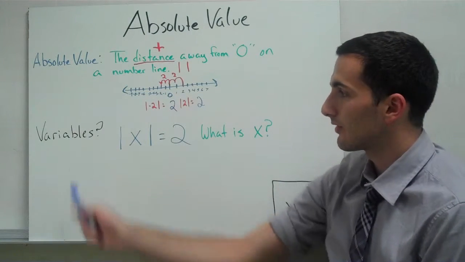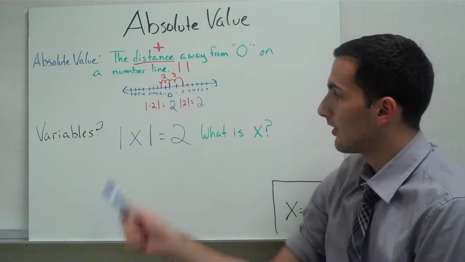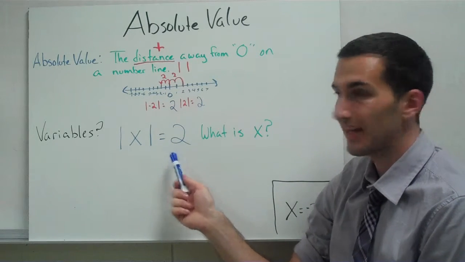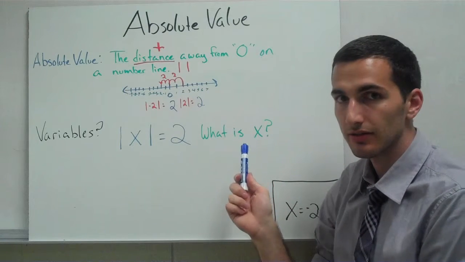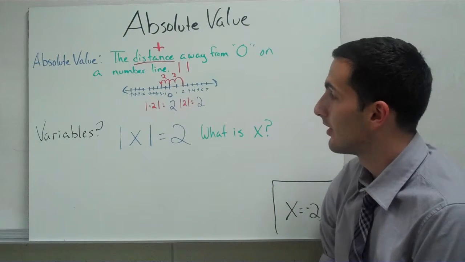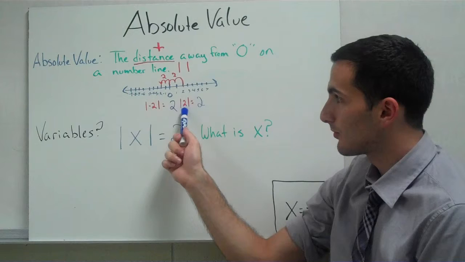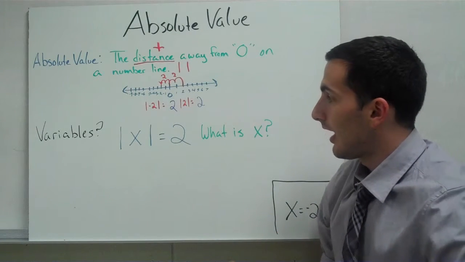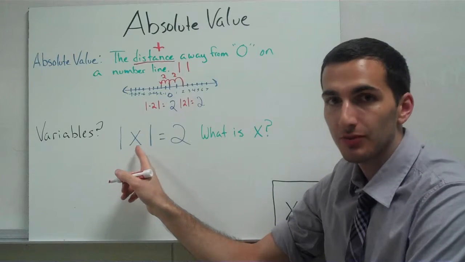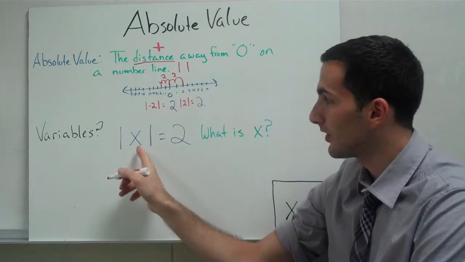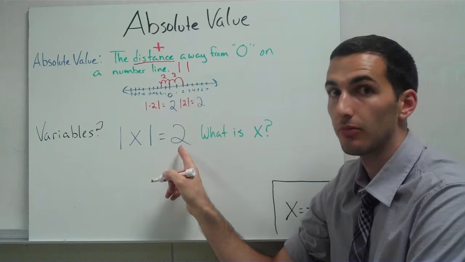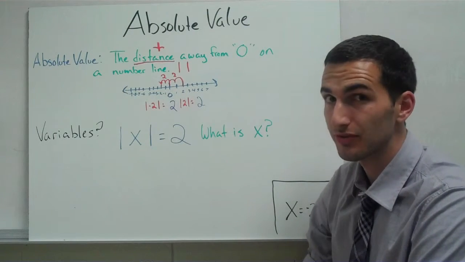Well, what does this look like if we have variables? Right here I have the absolute value of x equals 2, and I want to know what is x. That's really interesting. Up here we actually had numbers to look for, but now I don't. I want to figure out what could possibly be my x value. What numbers are 2 spaces away from 0 on my number line? I think we just found some.